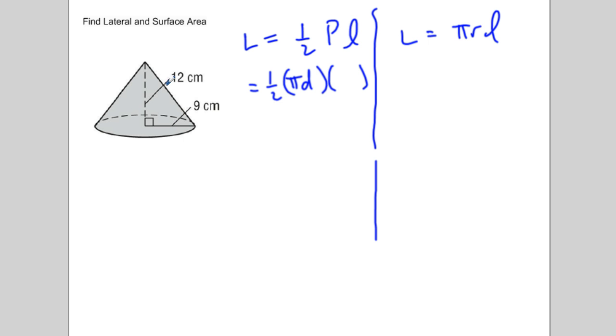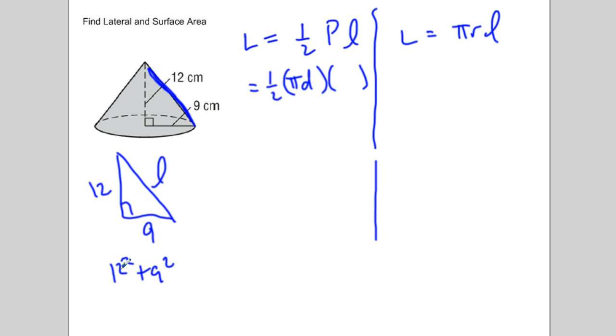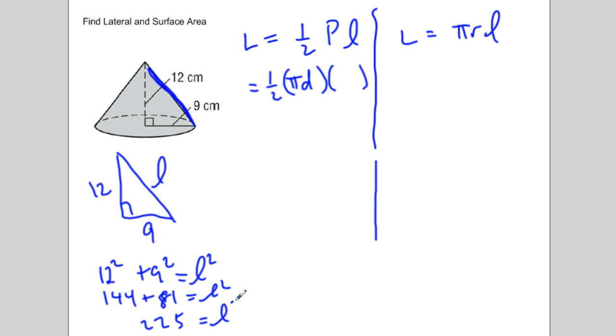The slant height is this thing right here. Unfortunately, that's not given to you. But you might notice that this is a right triangle. So this is 9, this is 12. And you can do some calculations to figure out L. 12 squared plus 9 squared. It's terrible. And that will equal L squared. Okay, 144, 81. You get 225. Square root of that is going to be 15. So this is 15.